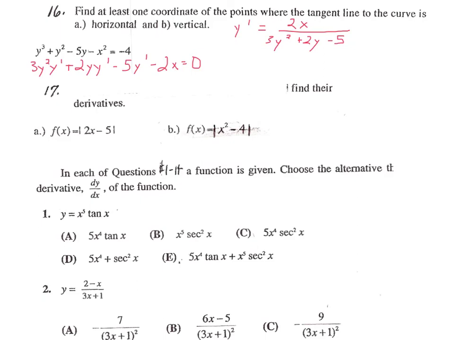And so now I know that the derivative will equal 0 whenever the numerator equals 0, which will happen at x equals 0. So now to find out what y equals when x equals 0, I just have to plug a 0 in for x and solve for y. So I will get y cubed plus y squared minus 5y equals a negative 4, or I'll add 4 to the other side.